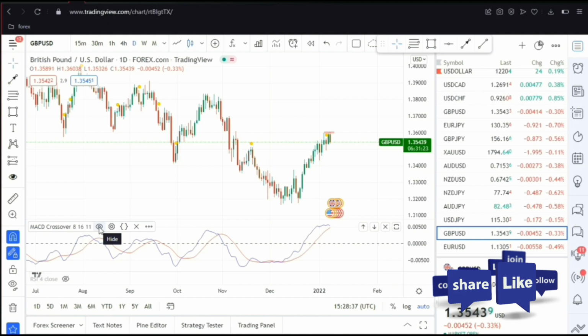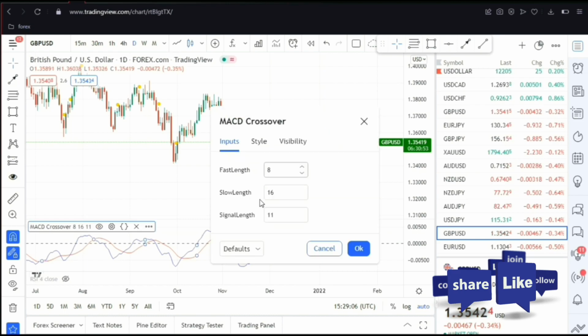So I'll be showing the two strategies. If you already have a strategy, you can add the MACD strategy to it, but if you don't have a strategy, I'll be showing the process of how I use this to trade on a higher time frame and also on the lower time frame. So this is the MACD indicator. If you come here, you'll be able to see the settings. You can see that the fast length is 8, the slow length is 16, and the signal length is 11. So let's get into the strategy.